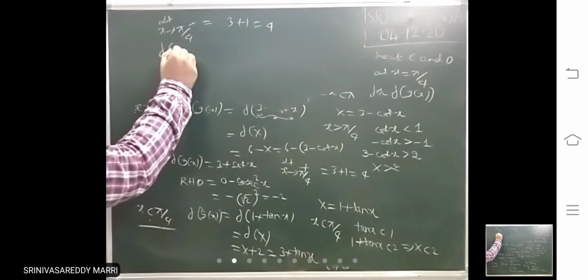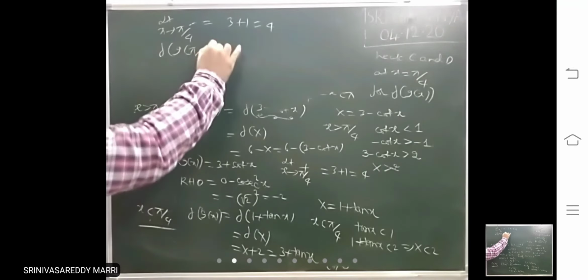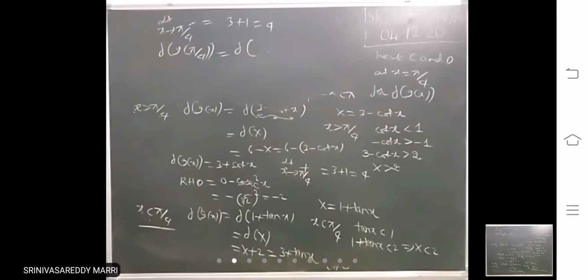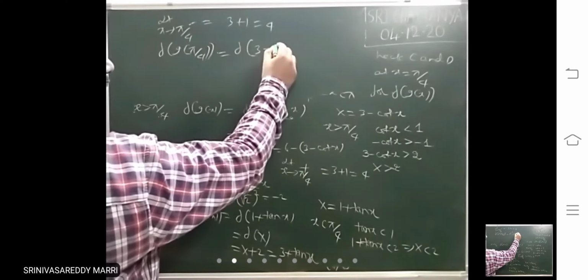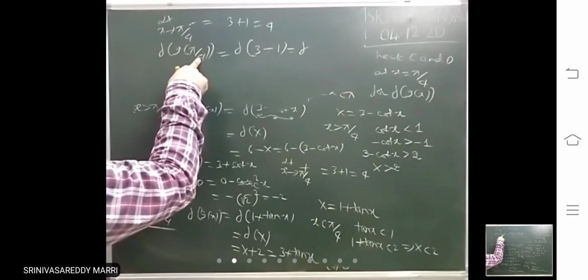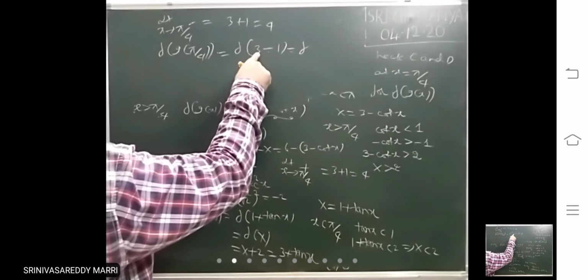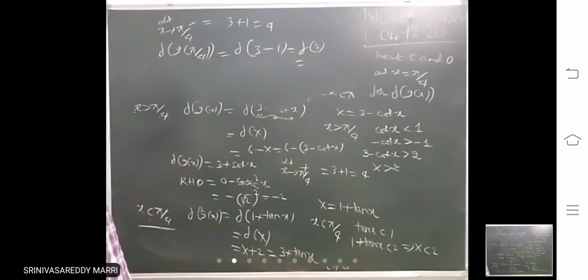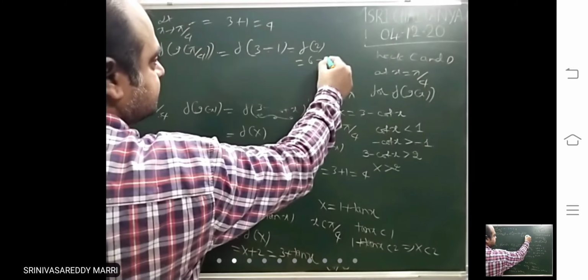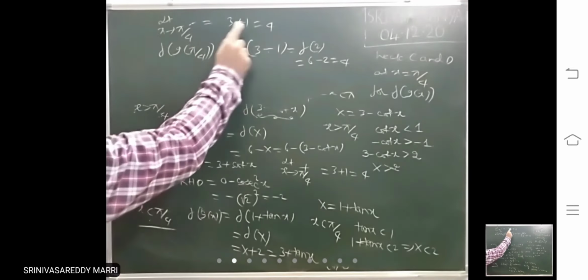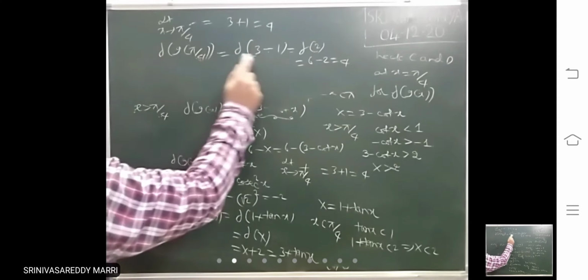Now I am calculating the value at pi by 4, f of g of pi by 4. G of pi by 4 is nothing but 3 minus cot x. 3 minus cot pi by 4, which is 1. At pi by 4, g of x is 3 minus cot x. That means 3 minus 1, that is f of 2. F of 2 is nothing but 6 minus x, so 6 minus 2 equals 4. Therefore, right limit is 4, left limit is 4, and the value of the function at pi by 4 is also 4.